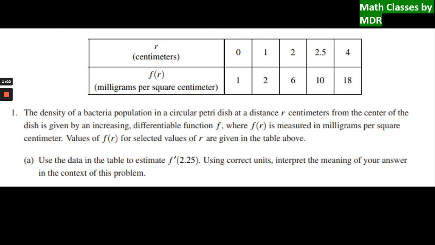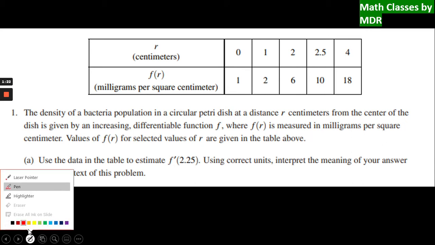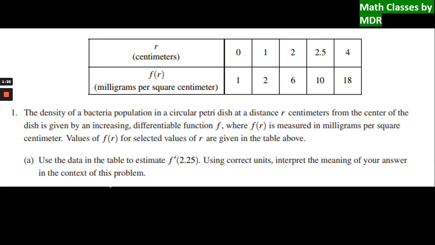Question A: use the data in the table to estimate f prime of 2.25. Using correct units, interpret the meaning of your answer in the context of this problem. Okay, let's see. In order to solve this f prime of 2.25, we can use the columns with the r values 2 and 2.5, right?